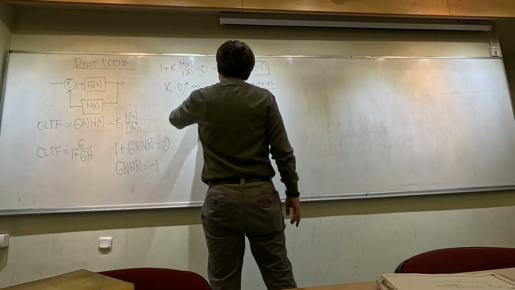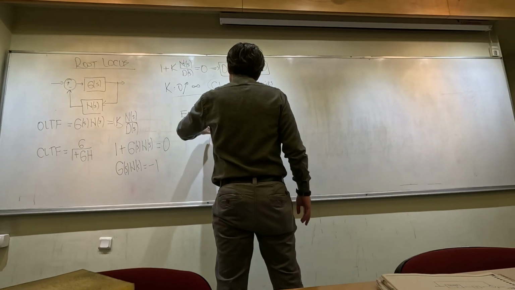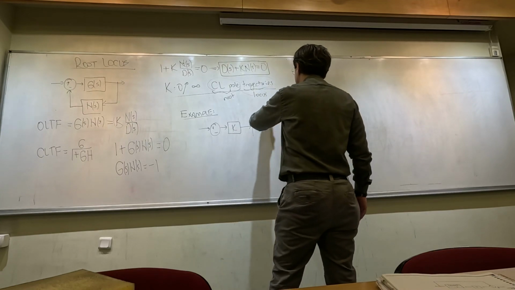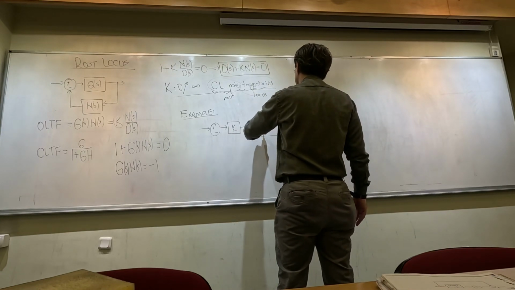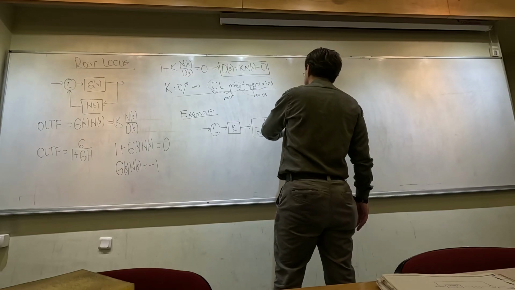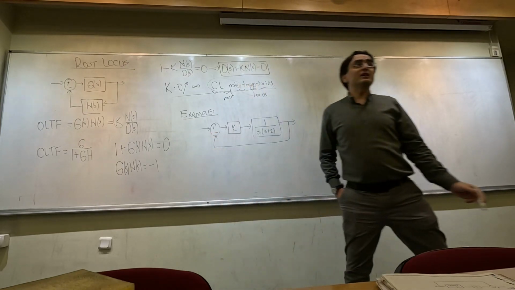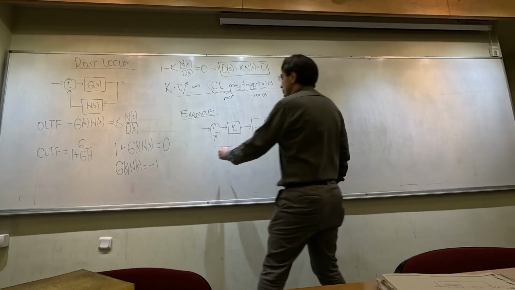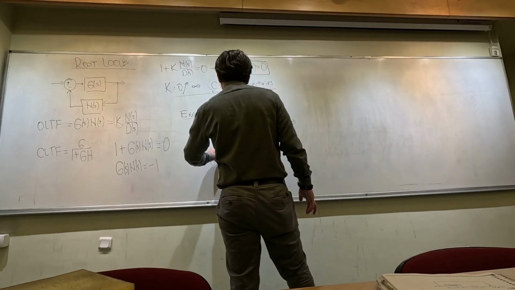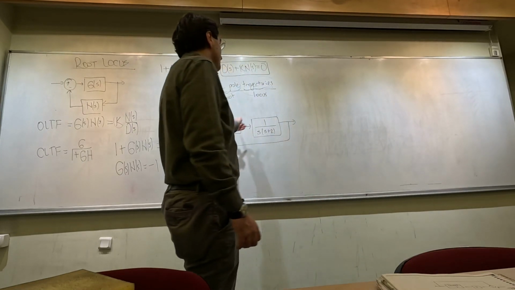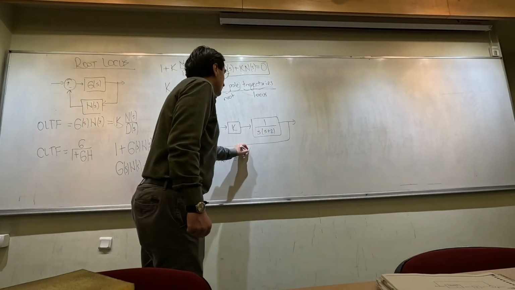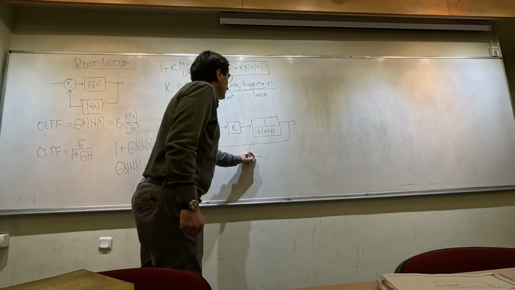So let us say that we have an example. So this is the example that we would like to draw the root locus for. So if I look at the open loop transfer function, G of S, H of S, in this case, this is a unity feedback system, so H is 1. So G is K over S plus 2.